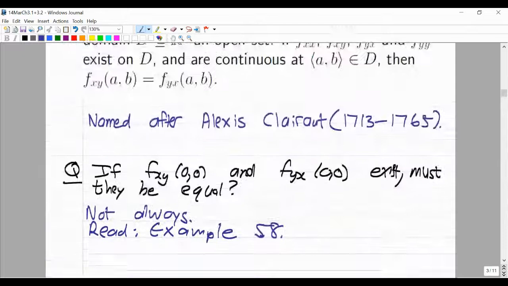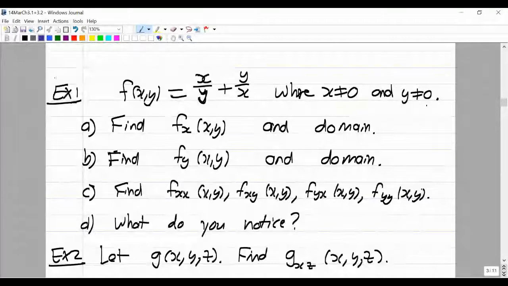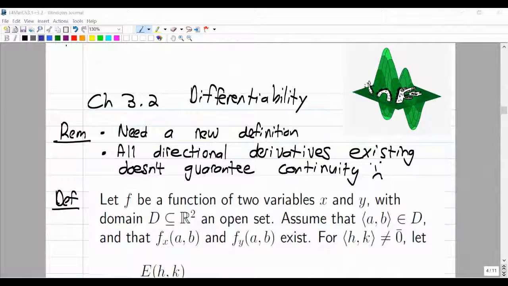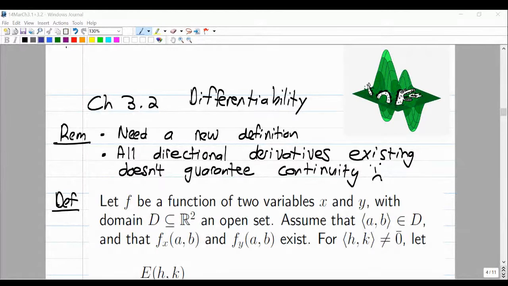All right, I'm going to leave this as homework. So have a look at my lecture notes later on. What I want to do is move swiftly on to chapter 3.2. Are there any questions before I move on to chapter 3.2? So now we're done with chapter 3.1. You need to understand directional derivatives, and you need to understand partial derivatives, first order, second order, etc. Alrighty, there aren't any questions.